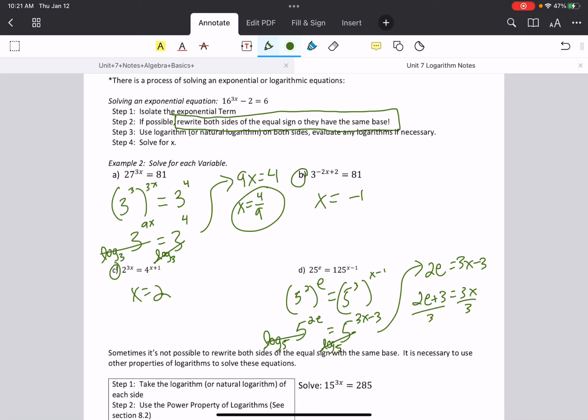Oh, I think, Matt, I just told you that your negative was wrong, but it wasn't. It was right. 2e plus 3 over 3 equals x. Or some of you wrote 2e over 3 plus 1, and that's fine too. Those are the same thing.